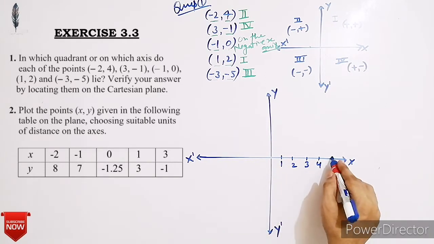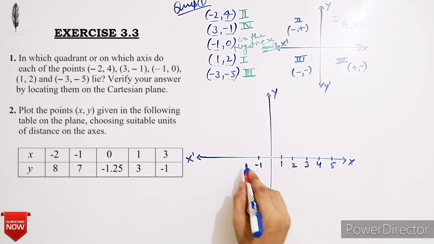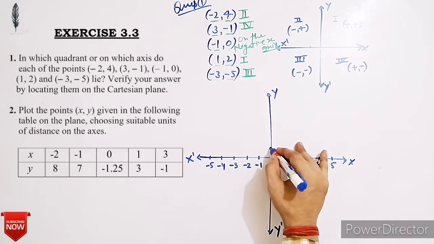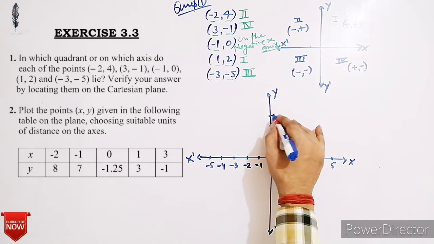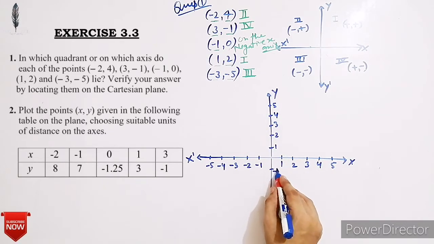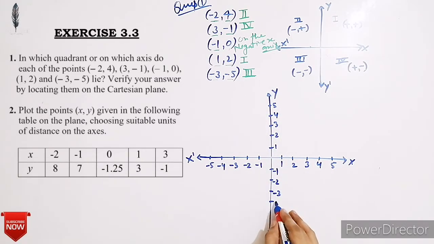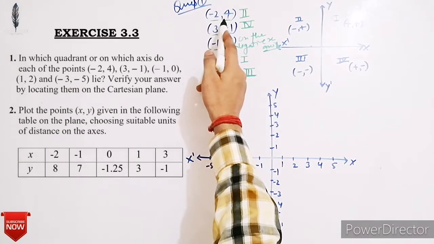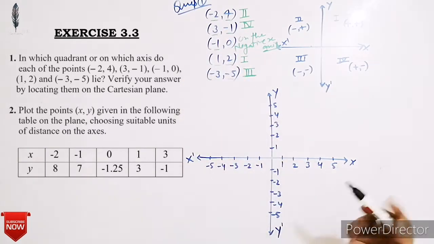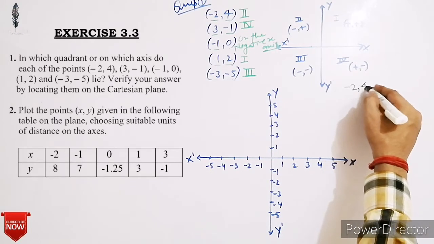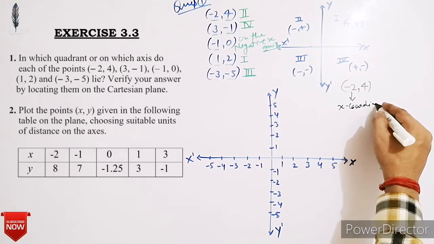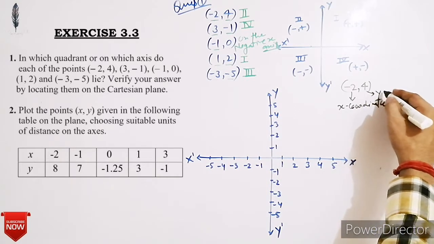Okay, here the right side of x-axis is positive and left is negative. Okay, and here the positive side of y-axis and here negative side of y-axis. Okay, here first point is (-2, 4). Students, all of you know that in (-2, 4), -2 is x coordinate and 4 is y coordinate.